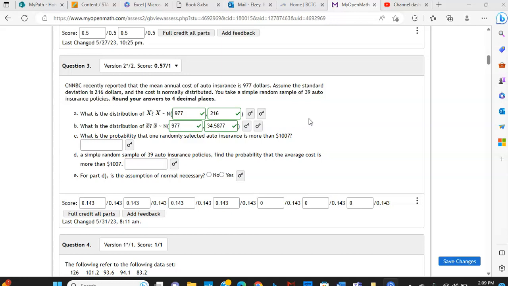And then our distribution for x bar, and sorry, my dog is making lovely noises in the background.